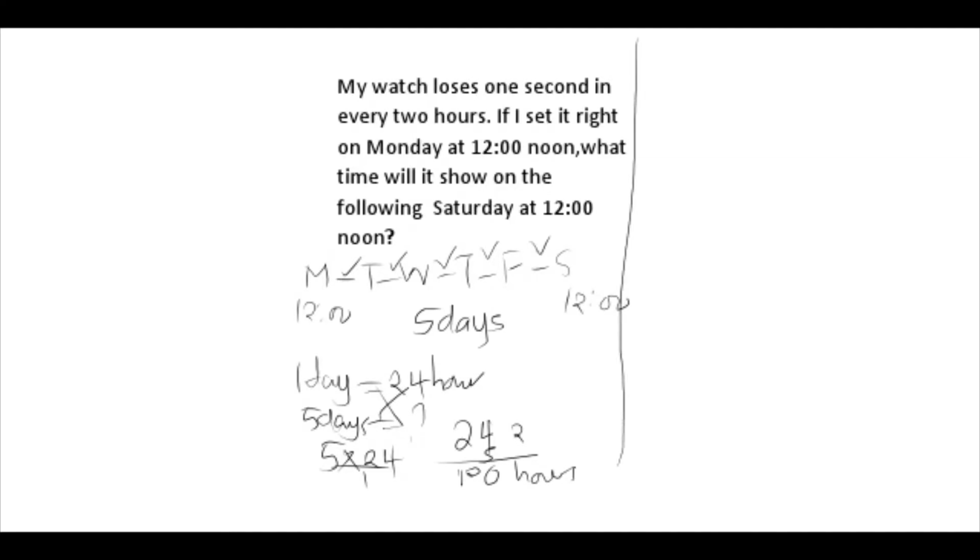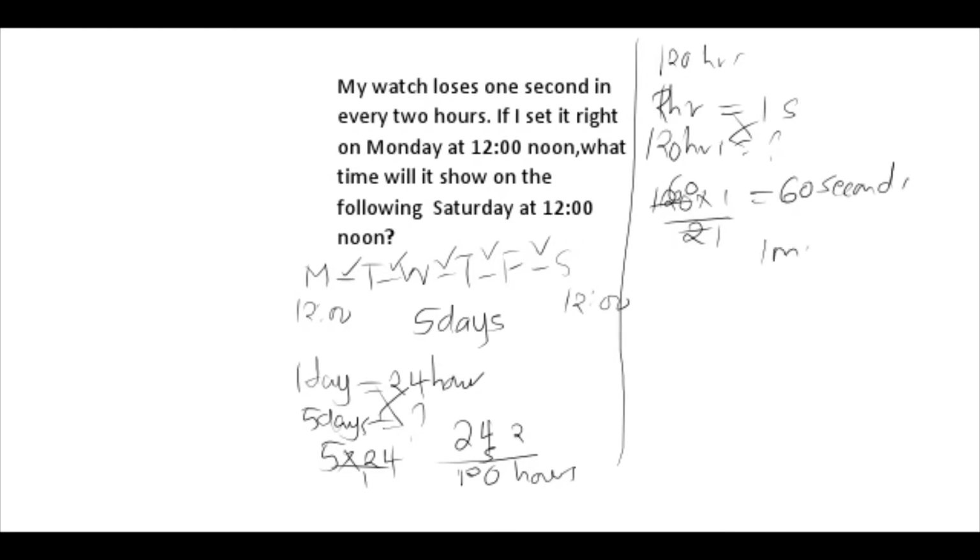So we have 120 hours, and we are told that in 2 hours the watch loses 1 second. What about in 120 hours? For us to know the seconds lost, we have 120 times 1 divided by 2. 120 divided by 2 is 60. So we have 60 seconds lost. 1 minute is the same as 60 seconds, so the time lost is 1 minute.